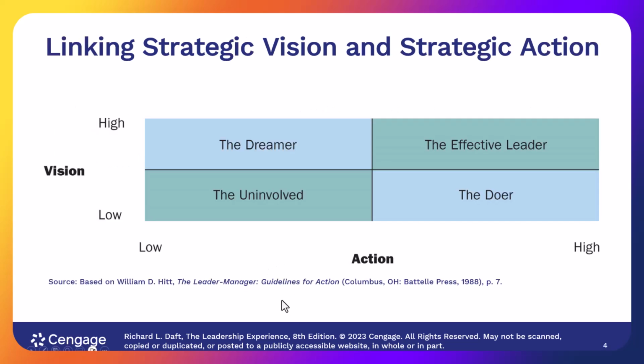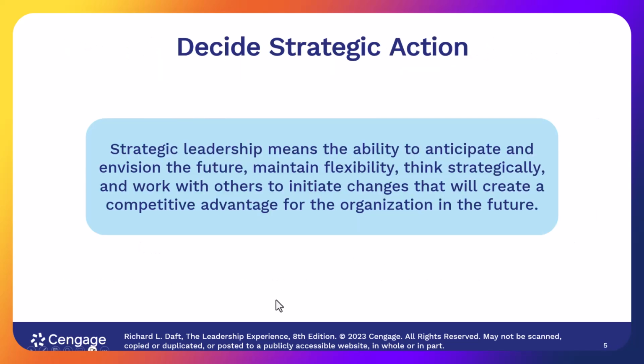So linking strategic vision and strategic action. When we look at vision high, these are the people I refer to as the dreamers, the effective leader. These are the ones who can see things before others can see them or see things others can't see. Vision low, the uninvolved, the doer. That's the reason why sometimes people fail, is because they're actually doers, but they're put in a position where they're being asked to be a dreamer, effective leader in that capacity, and some people are not wired that way.